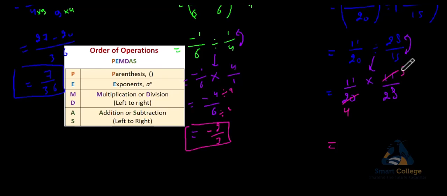As we said before, to multiply two fractions, we have to multiply the numerators and denominators. Multiply the numerators, 11 times 3, that's 33 over 4 times 28, 112. So this is the final answer. It's in reducible form, we can't simplify it any more. Now let's have another example too.